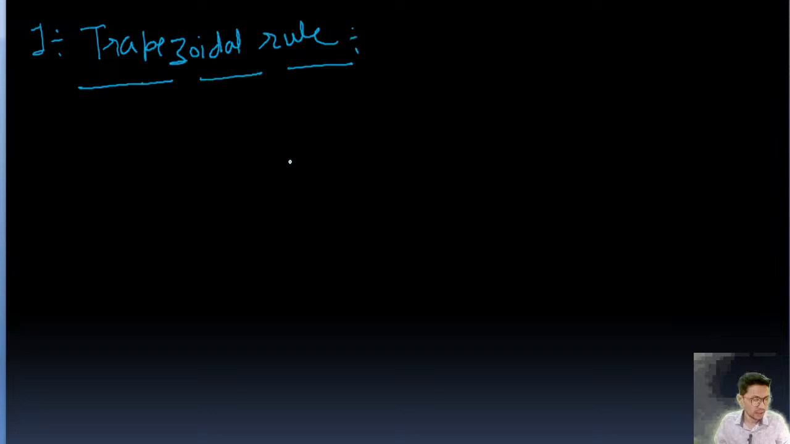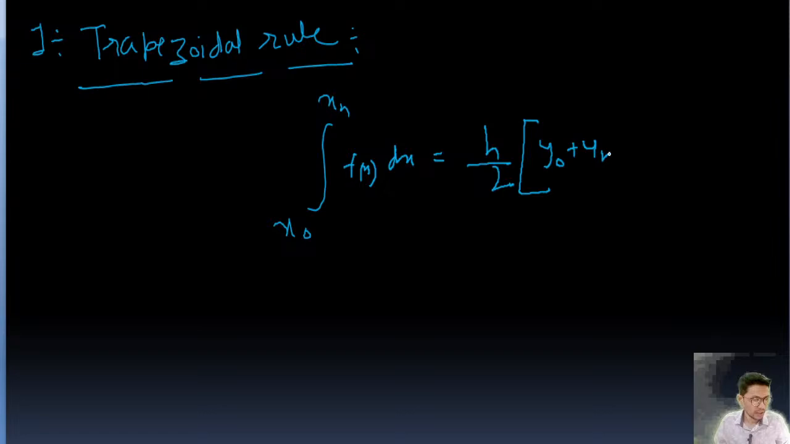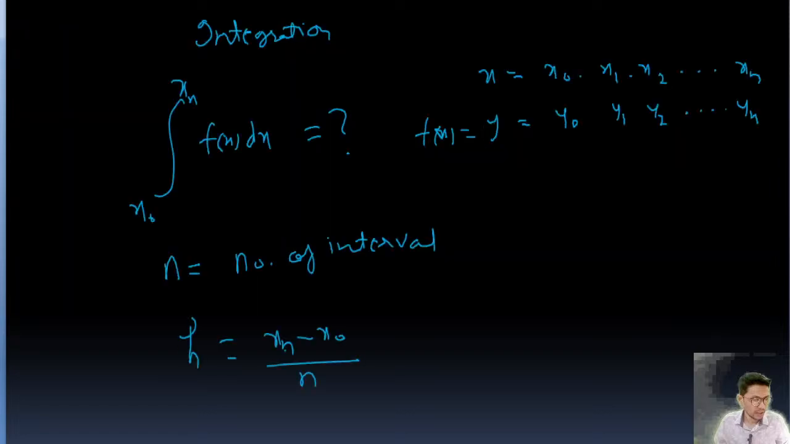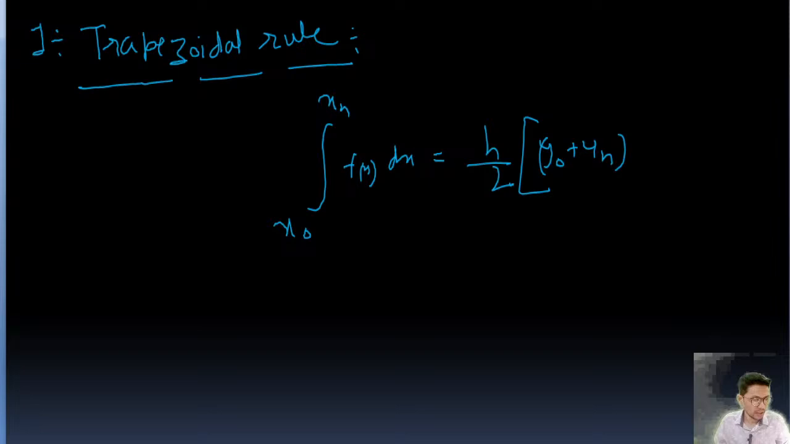Trapezoidal rule is going to be like this: h by 2 into first term plus last term, and then plus 2 into y1 plus y2 plus so on. Okay, so this is the trapezoidal rule.